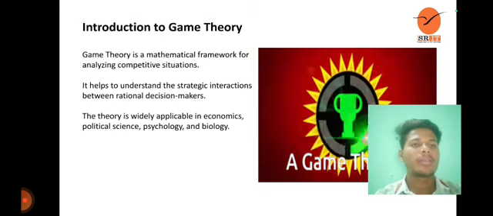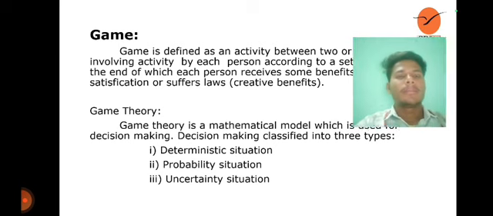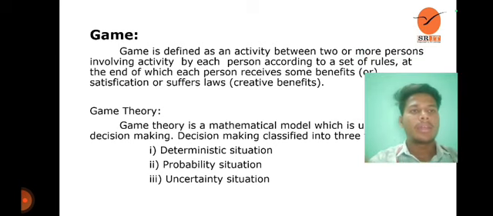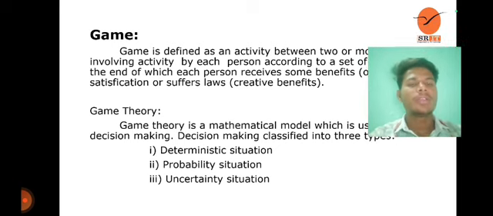To see the diagram, game theory is defined as follows. A game is an activity between two or more persons, involving activity by each person according to a set of rules, at the end of which each person receives some benefit or satisfaction or suffers loss. Game theory is a mathematical model used for decision making, classified into three types: deterministic situation, probability situation, and uncertainty situation.